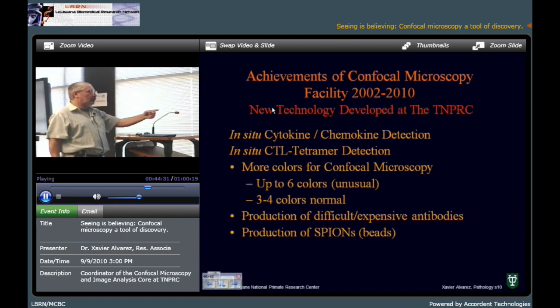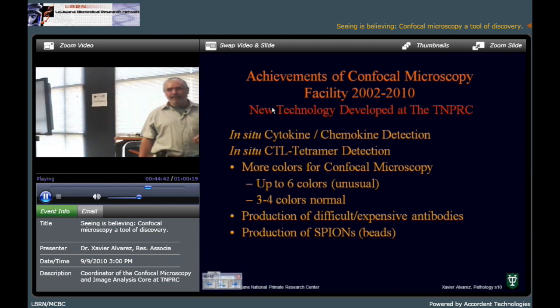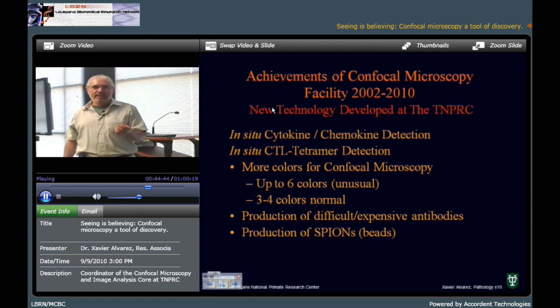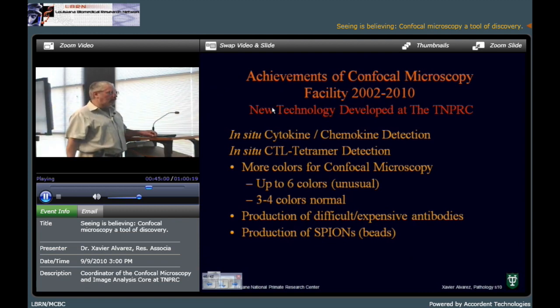Showing off, most likely. We were able to do cytokine and chemokine detection in tissue. We could do in situ CTL tetramer detection. That is extremely sensitive, very cumbersome, but very important. We can detect the exact cell that is going to attack the cells infected with the virus, in tissue. It has given us some good papers. With the colors, we can detect different antigens, and yes, we could go up to 6.